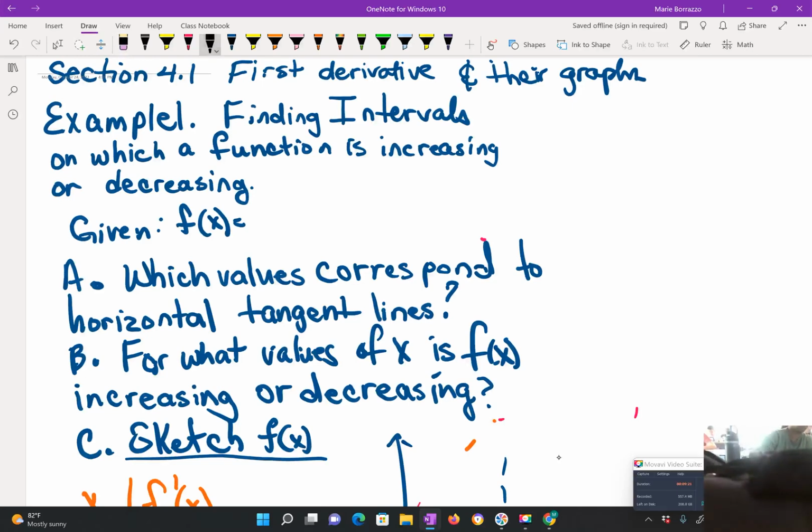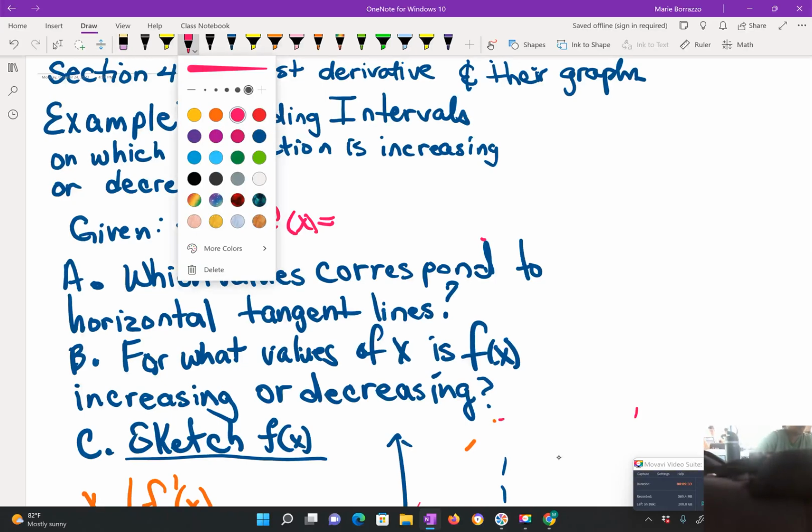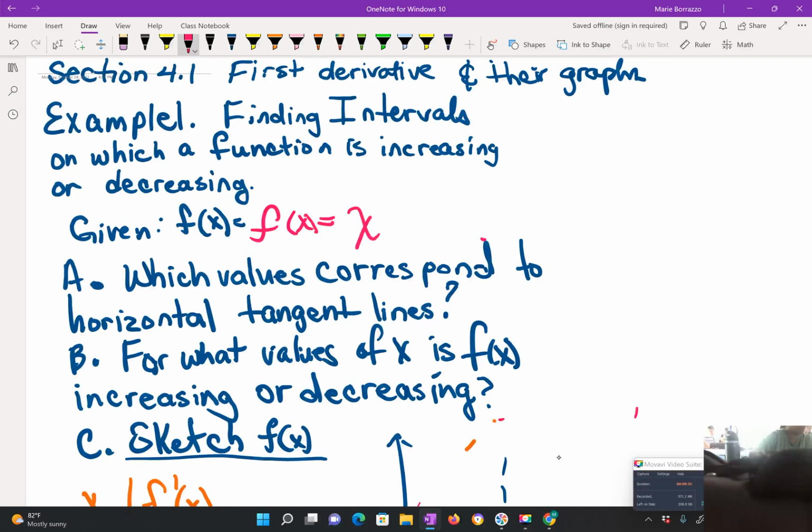All right, and that is, here's your function, your try question. So this would be f of x is equal to, take that back, x squared minus 6x plus 10. I can give that a shot.